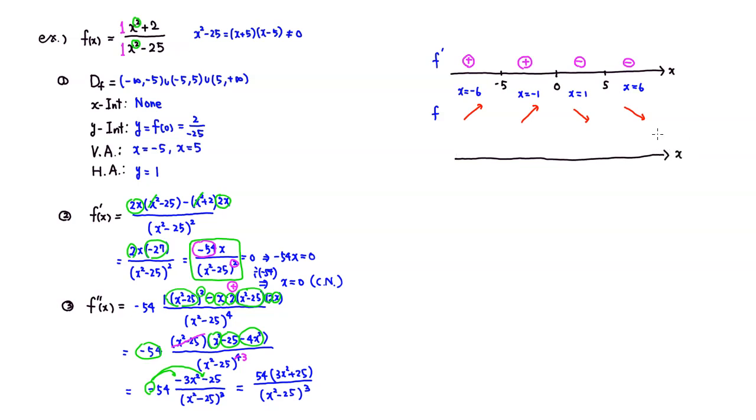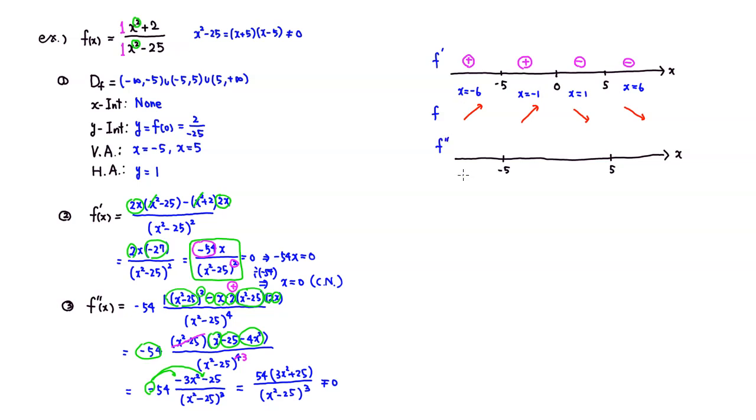Alright, and then if you set this equal to 0, actually this guy is never 0. So we don't have tick marks from there, but we still have to put tick marks for negative 5 and then positive 5 because the function is not defined there. Alright, then we look at the second derivative, f double prime.